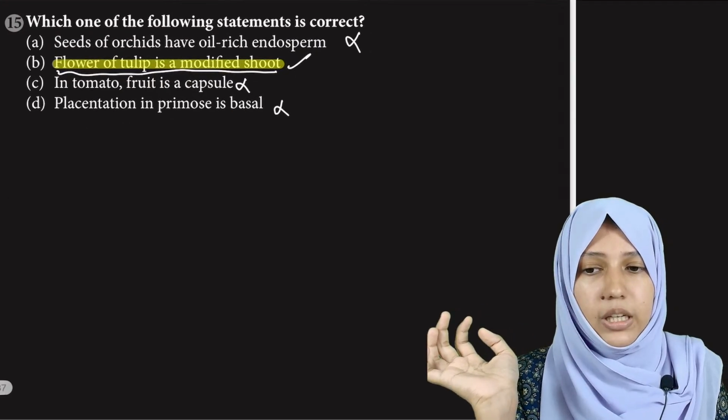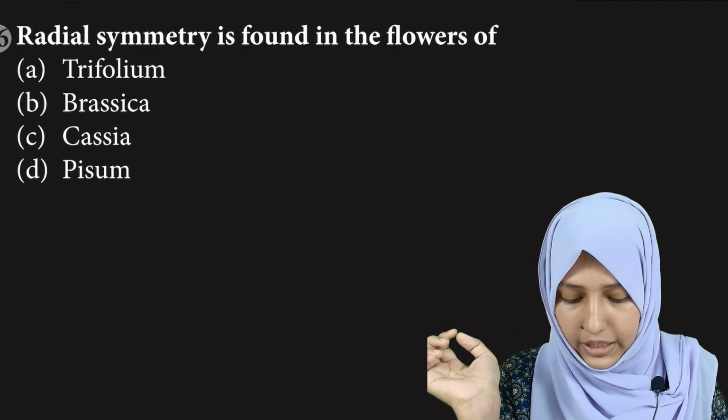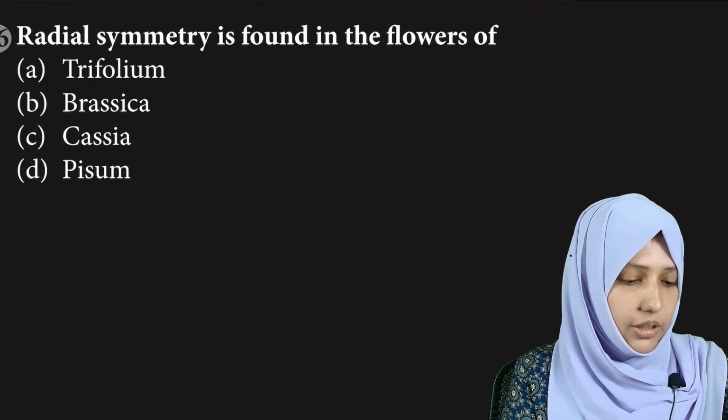Flower of tulip is a modified shoot. Now radial symmetry. Radial symmetry is found in the flowers of.